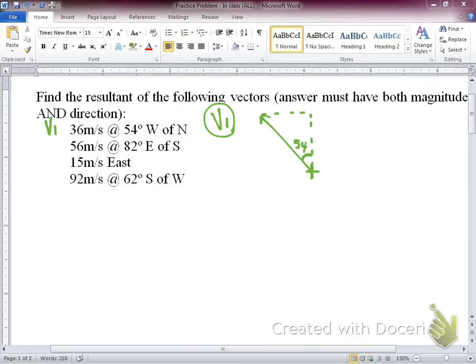Okay, so there's 54 degrees, and it's at 36 meters per second. Does it matter to us that these are velocity vectors rather than displacement vectors or force vectors or acceleration vectors? No. It doesn't make a difference in how we do the math to find these. Okay? So I would label this v sub 1x and v sub 1y.